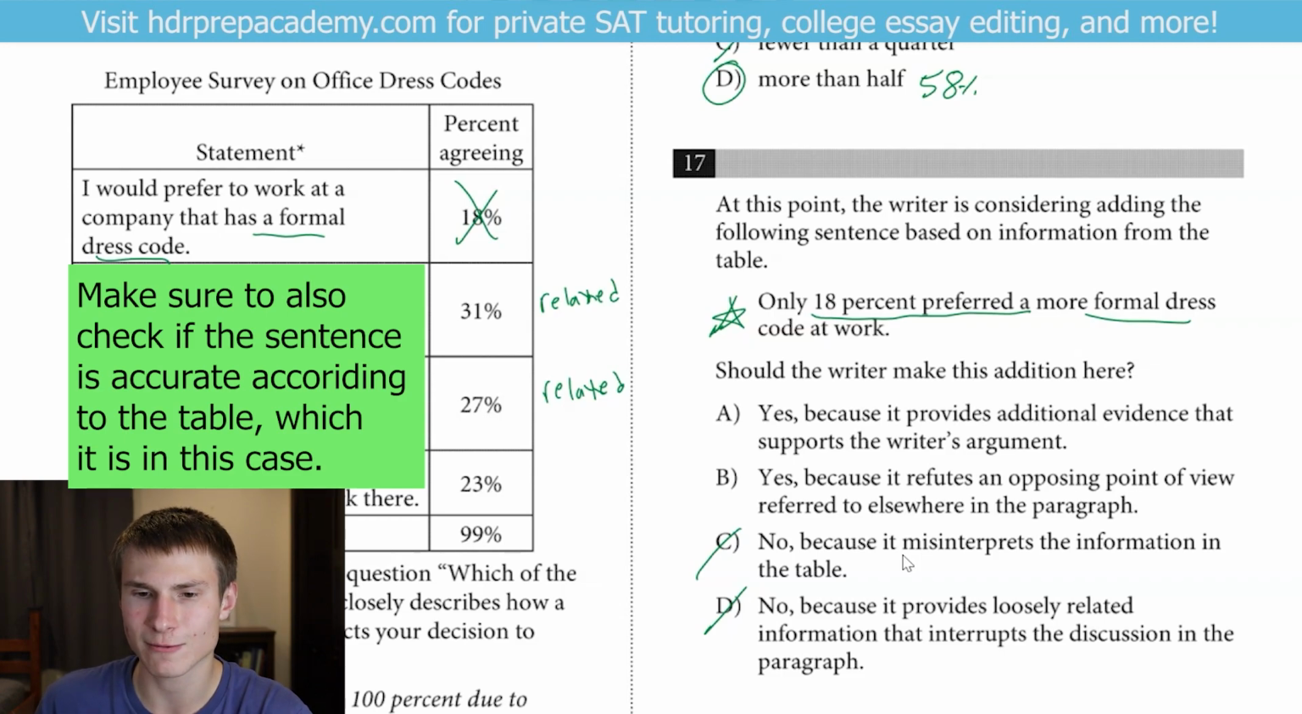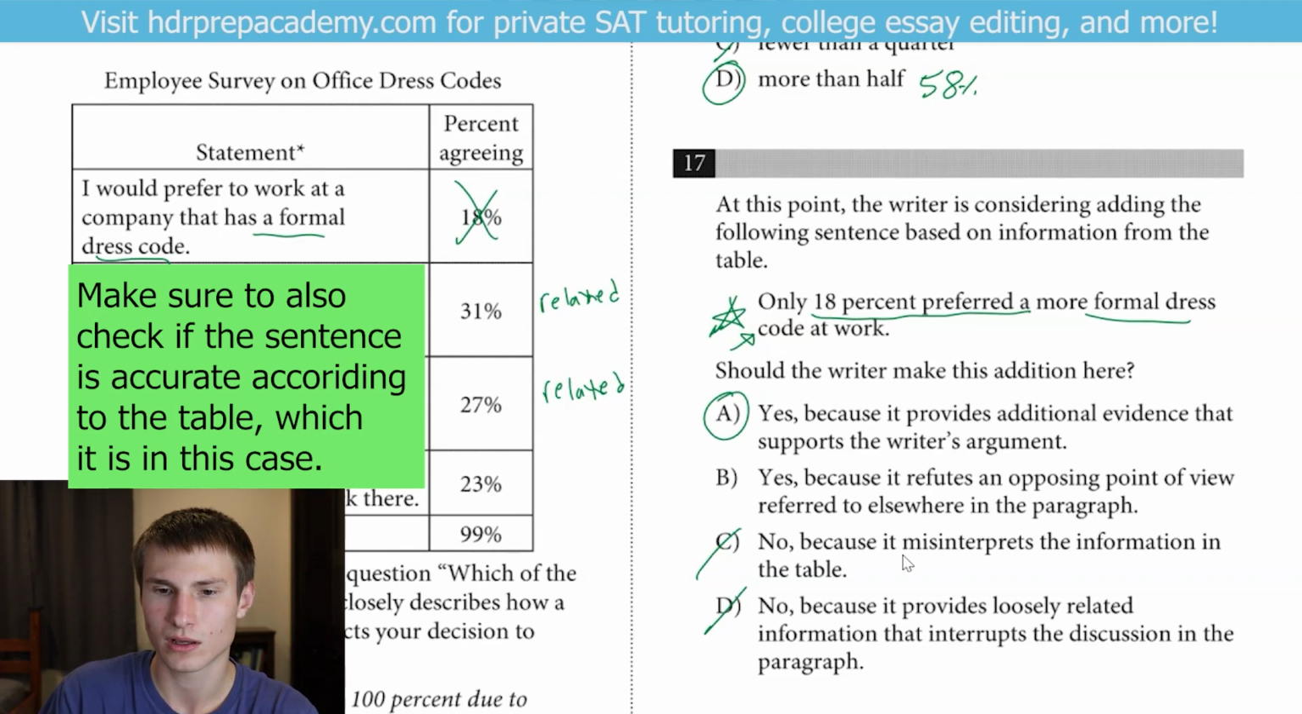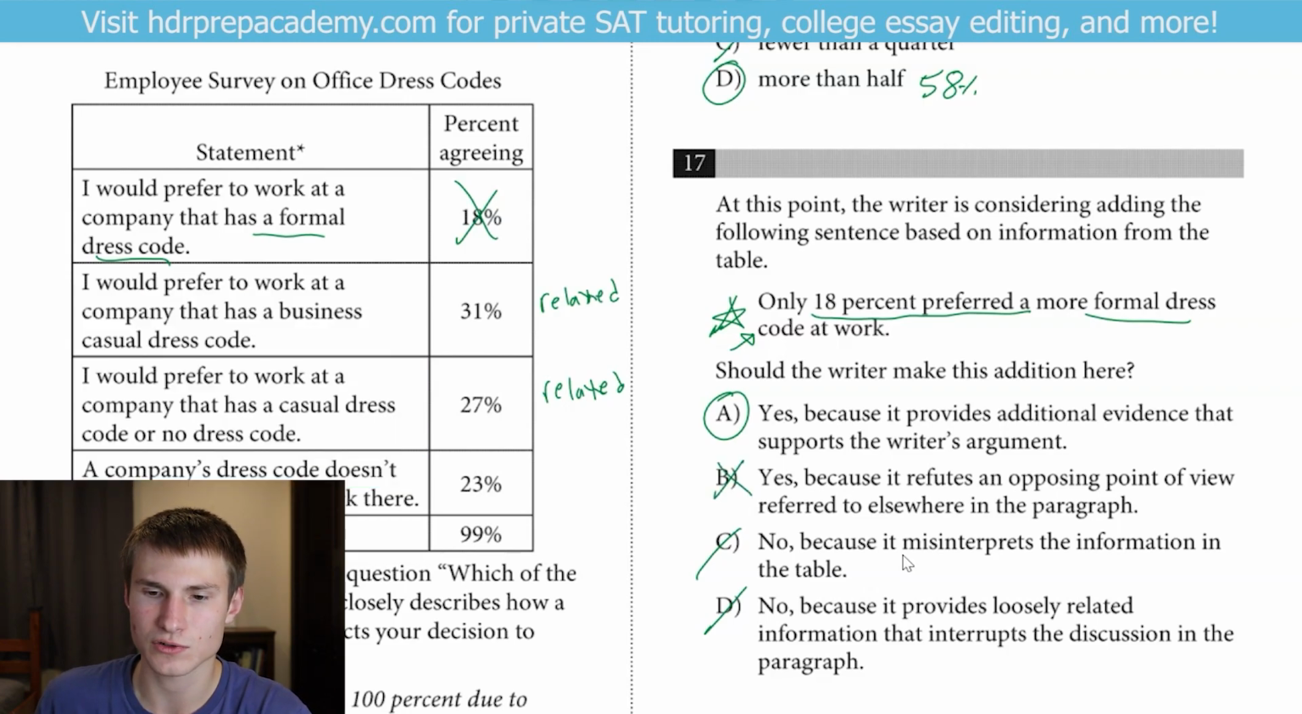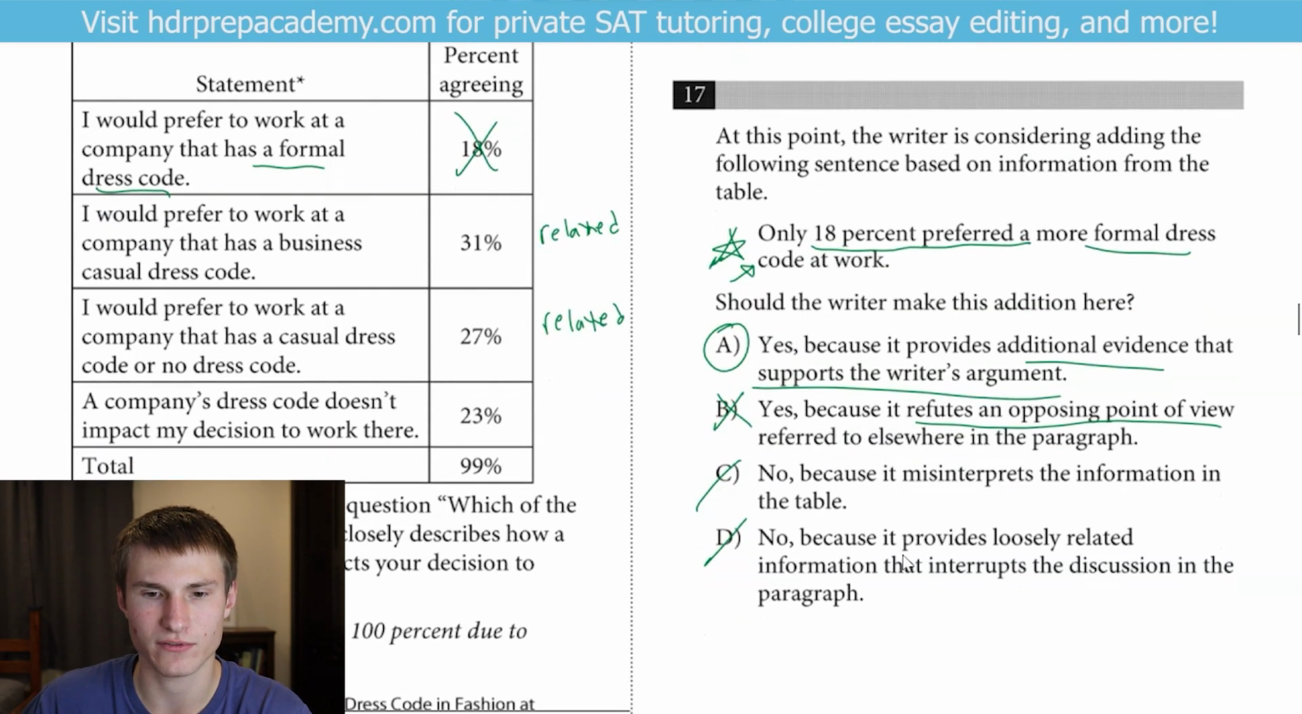If we look at option A, yes, because it provides additional evidence that supports the writer's argument. That's perfect. That's really all it's doing. It's just adding more evidence onto the evidence that's already there. If we look at B, yes, because it refutes an opposing point of view referred to elsewhere in the passage. No, we don't want to add it because it's refuting an opposing point of view. We want to add it because it's adding evidence to our argument. So that would be why our answer is A for 17.